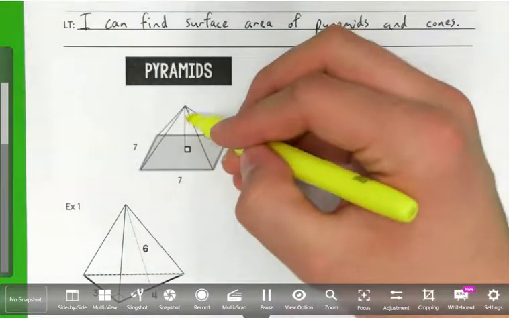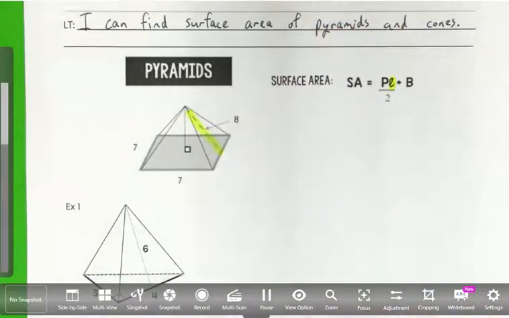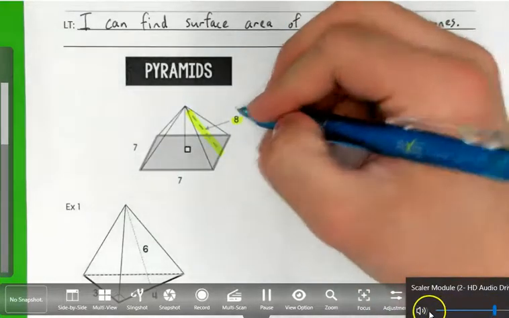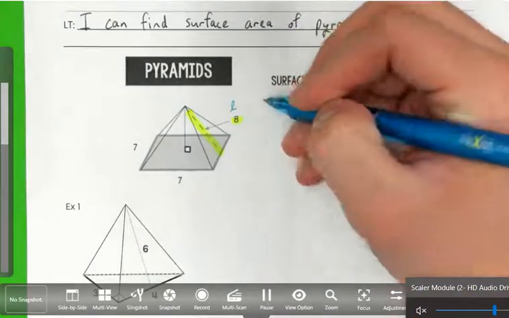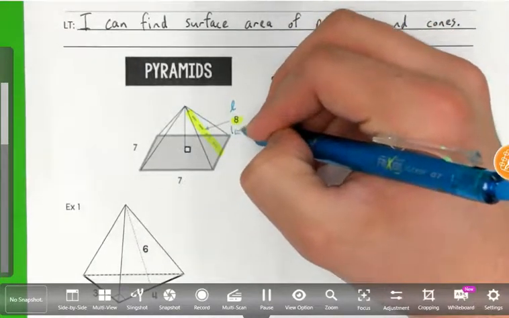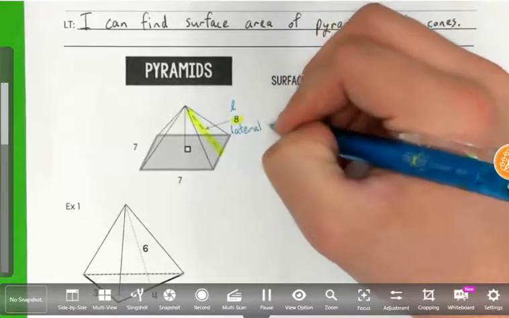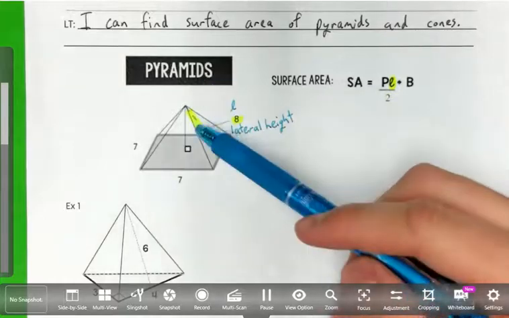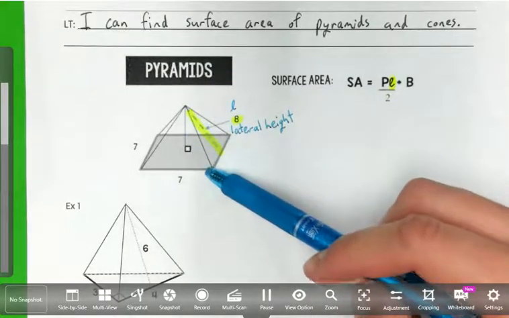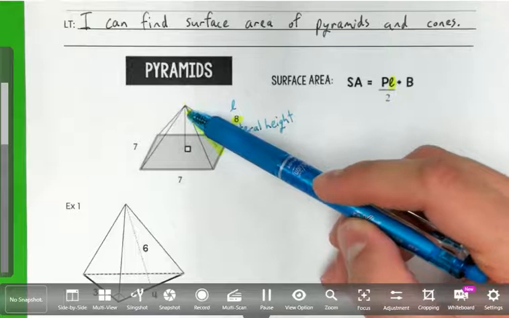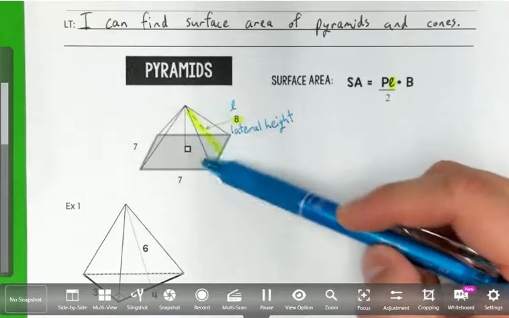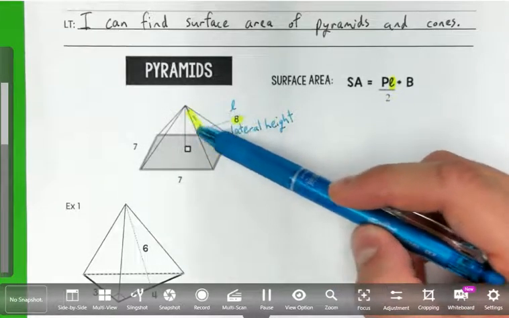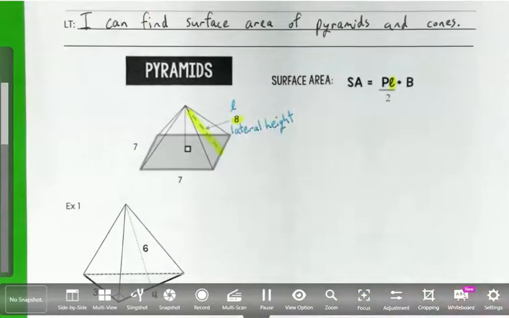So I'm going to go ahead and highlight that right there and highlight that 8, and then make that L, which stands for lateral height. Alright, so as you can see, that is not referring to this edge right here. Instead, you can think of this as the height of this triangle. So the height of this triangle is 8.